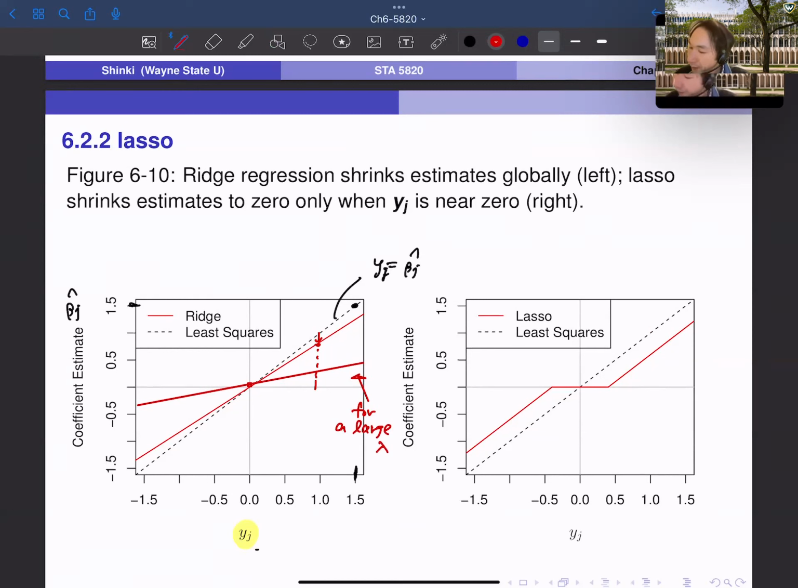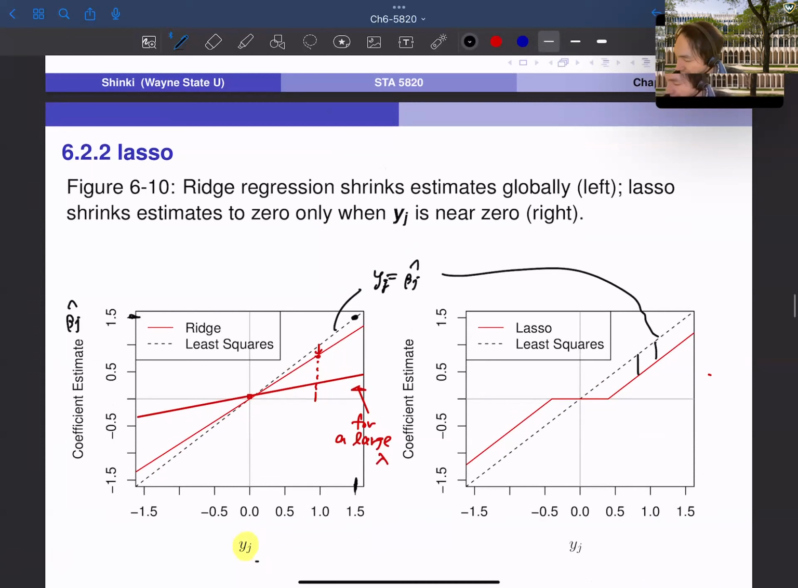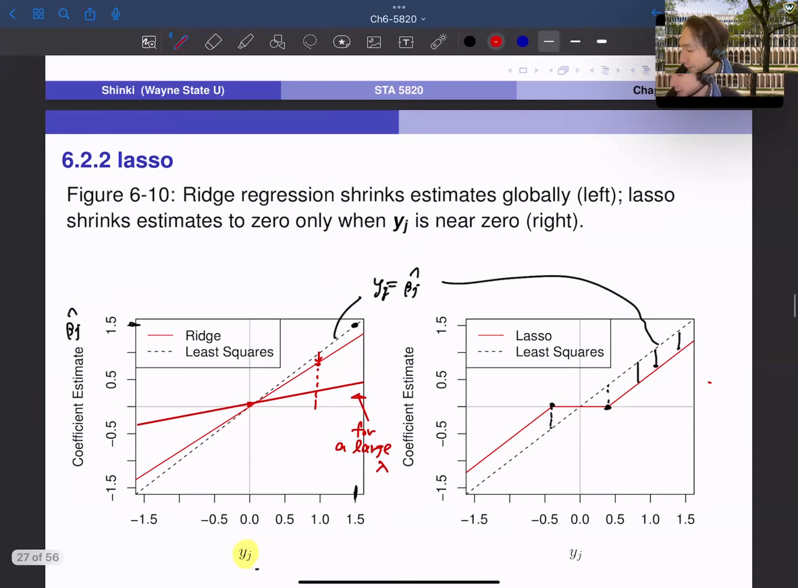Yeah. And here is the lasso estimate for beta j. The dotted line is the baseline, the least squares estimate, so this is Yj equal to beta j. The lasso estimate basically has the same distance from here, just a parallel shift. And within some interval, in this case maybe negative 0.5 to 0.5, it becomes 0. So the parameter becomes 0.